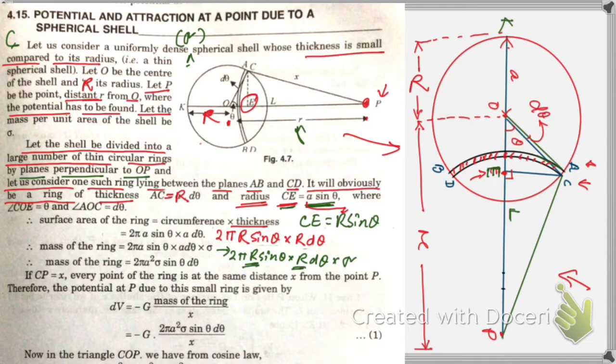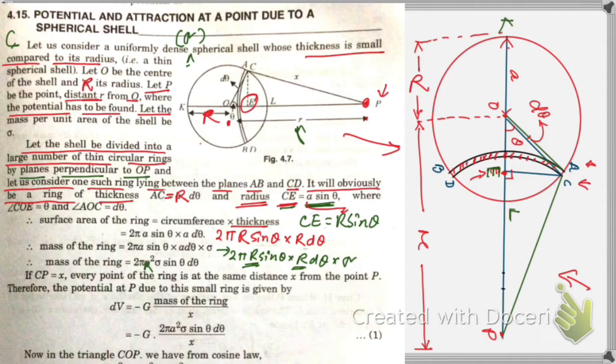you will get capital R square, and that is why we have got this result 2 pi a square. Instead of a square you have to write capital R square, right? So this expression is going to be equal to, so let me rewrite this expression. So this is going to be capital R, right? 2 pi capital R sigma sine theta d theta. That's what we're going to get, right?